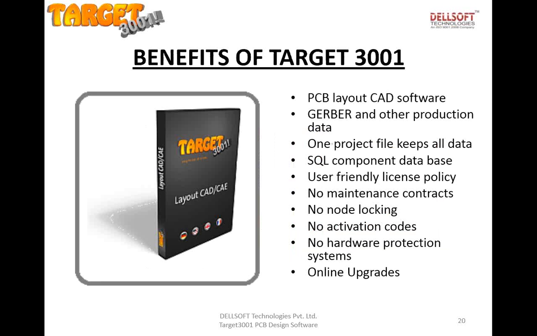Now, some benefits of Target 3001: it has the component server, so you can easily download your components and the updates of the software online, and a user-friendly license. No hassle of dongle licensing or network licensing. No activation codes, no hardware protected keys. All online updates are there.